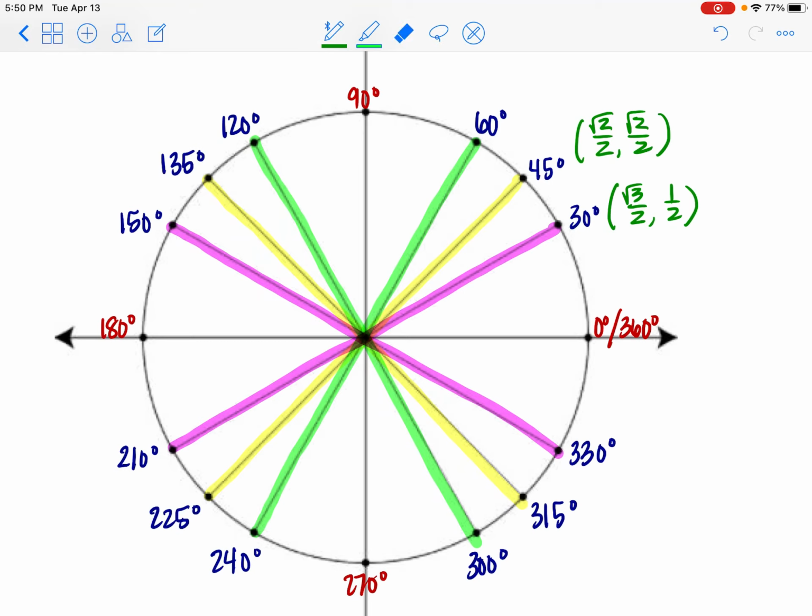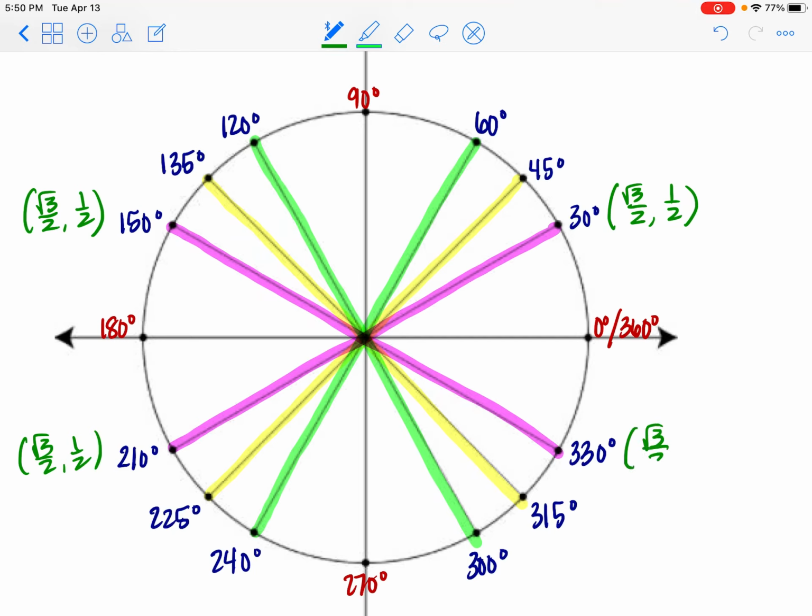And actually, let me go in order. Okay, all the pink ones are radical 3 over 2, 1 over 2. So radical 3 over 2, 1 over 2. And radical 3 over 2, 1 over 2. It's going to be helpful for you to have this, I promise. Radical 3 over 2 and 1 over 2. But in quadrant 2, we've got a negative x, and quadrant 3, both negative, and then quadrant 4, y is negative. Okay?